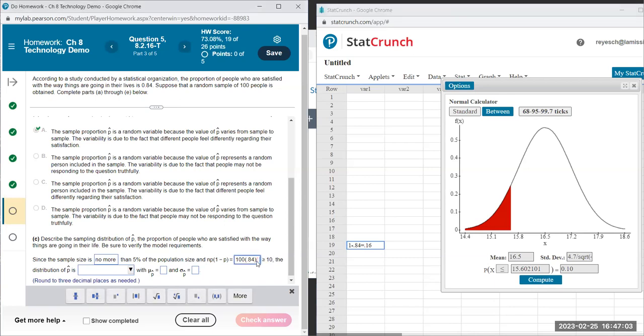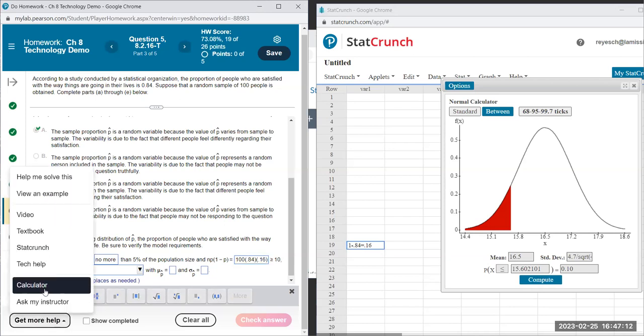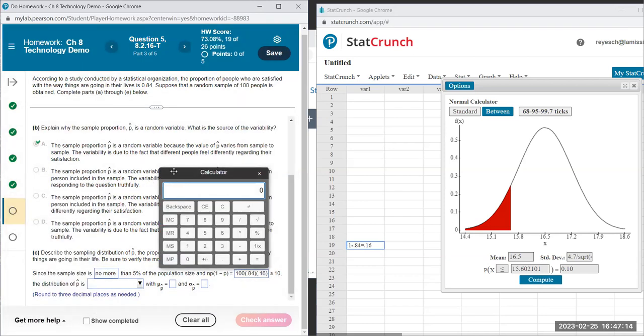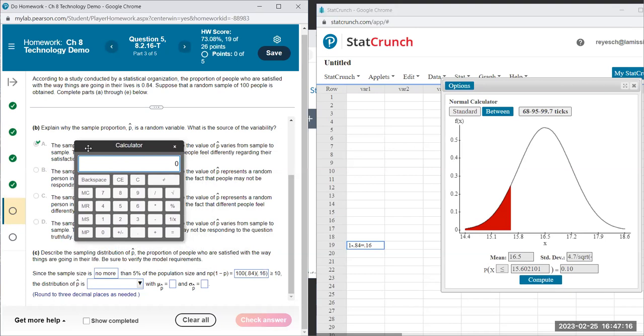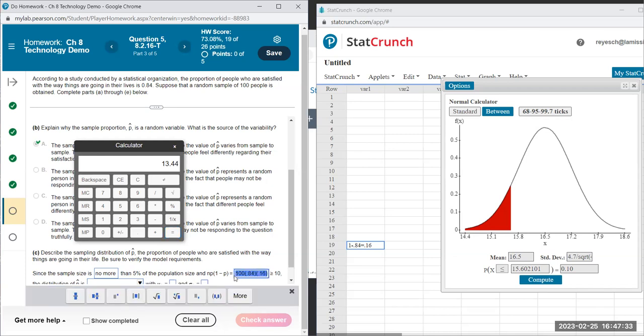So the failures, in other words, if I multiply those three values, the result has to be greater than 10. And if it is, then I've met the requirement that my sample is large enough. So 100 times 0.84 times 0.16 equals 13.44. It said round to 3 decimal places, but mine isn't that long. So 13.44.